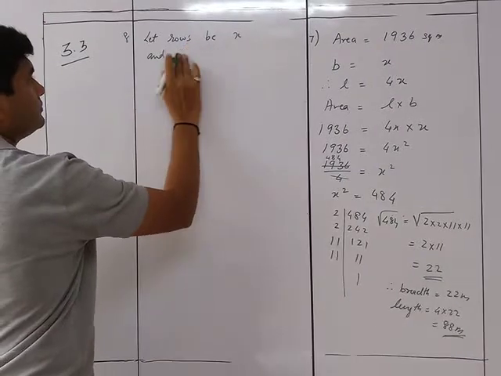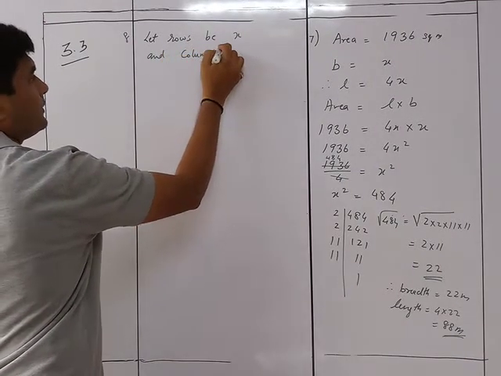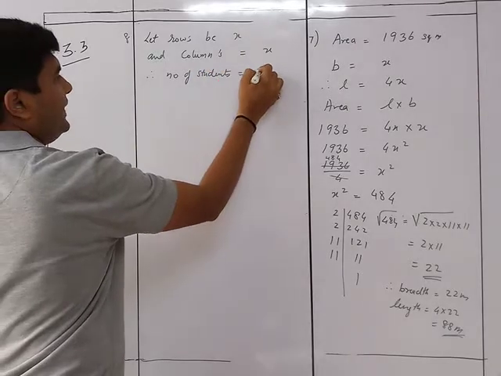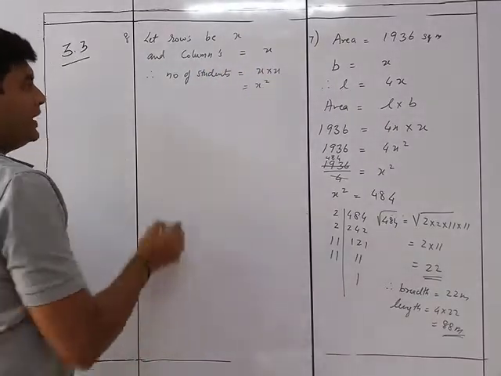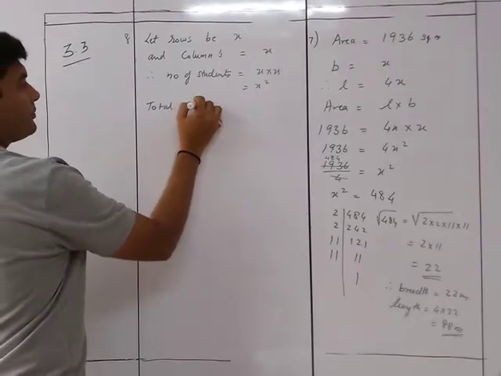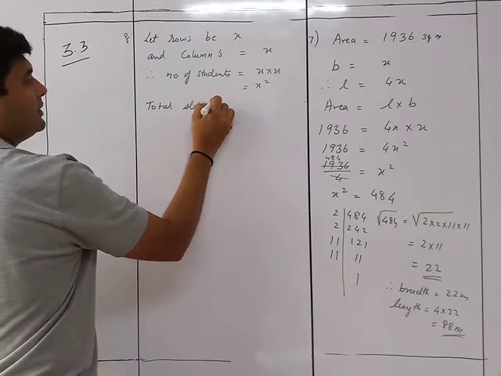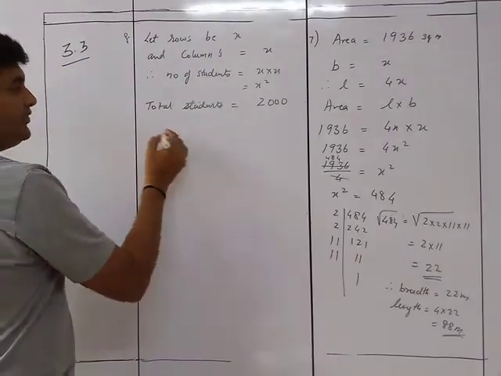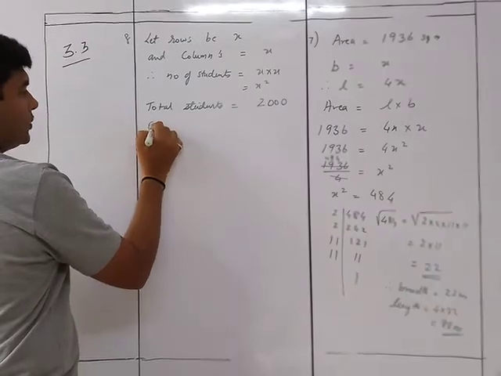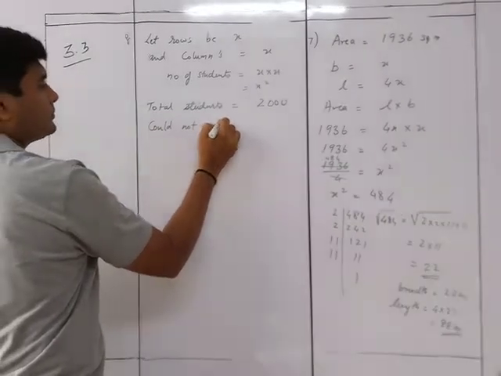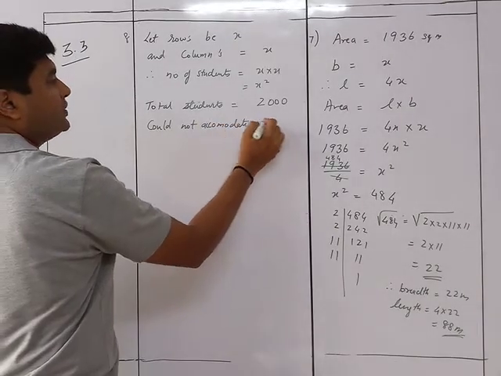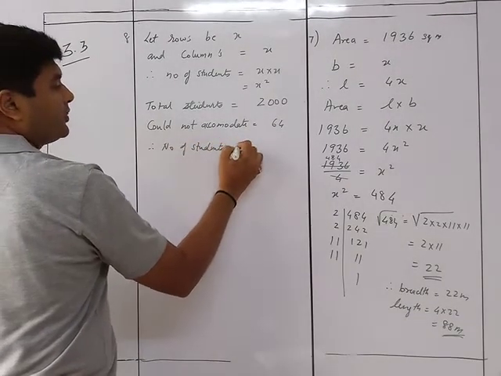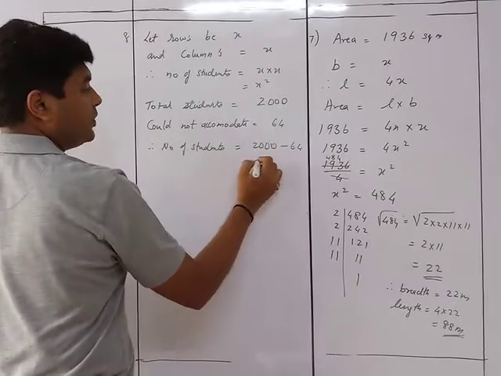So columns is equal to X. Therefore, the number of students arranged is X into X, equal to X square. Now, we know that our total students are 2000, but how many could not be accommodated? 64. So the number of students who could not be accommodated is equal to 64. Therefore, the number of students arranged is equal to 2000 minus 64, that will be 1936.